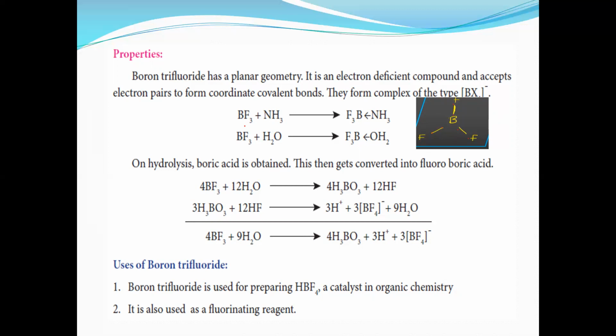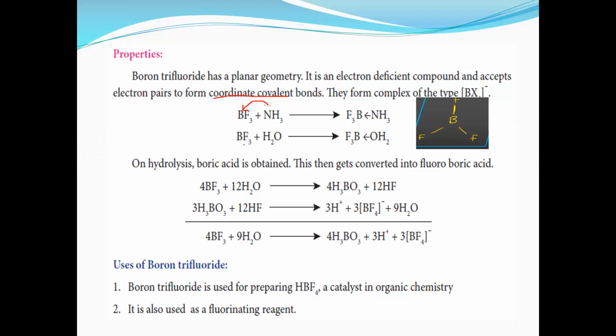So see the first equation now, BF3 plus ammonia gives BF3 NH3. This type of arrow we call as the coordinate covalent bond. So that means BF3 is already an electron deficient compound. Nitrogen has the lone pair of electrons, so the nitrogen gives the lone pair of electrons to boron. So we need to put this type of arrow, so that nitrogen gives the electrons to the boron here. So the type of bonding is called coordinate covalent bond.